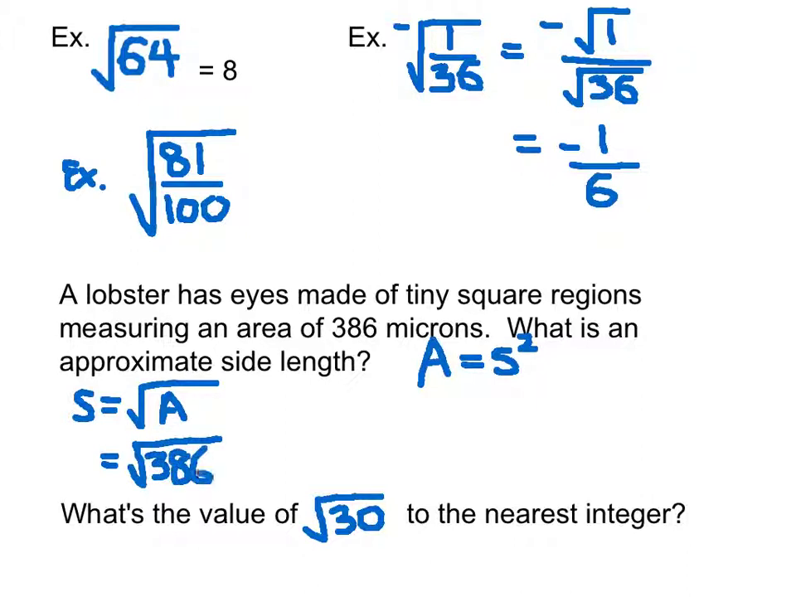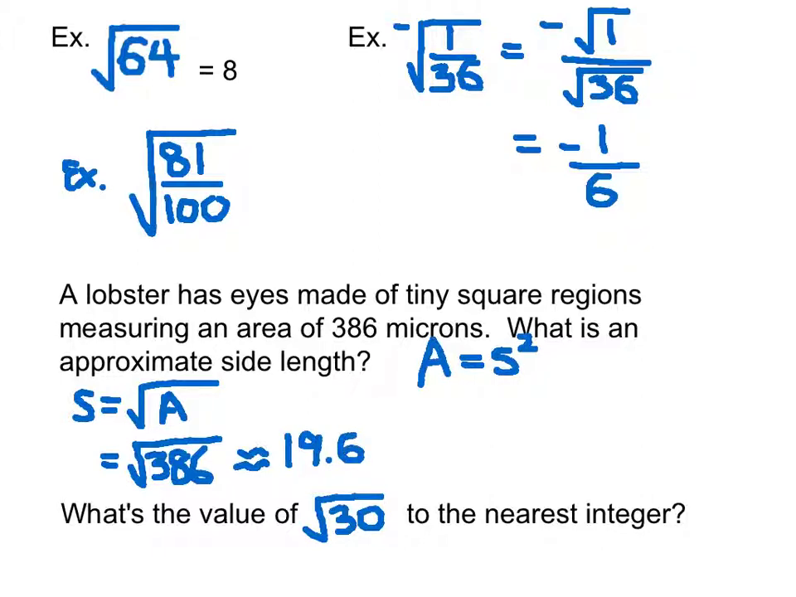So you can see I'm working this here. Now, if I plug that in my calculator, I'll get approximately, and that's what these squiggly little equal signs are, approximately 19.6.